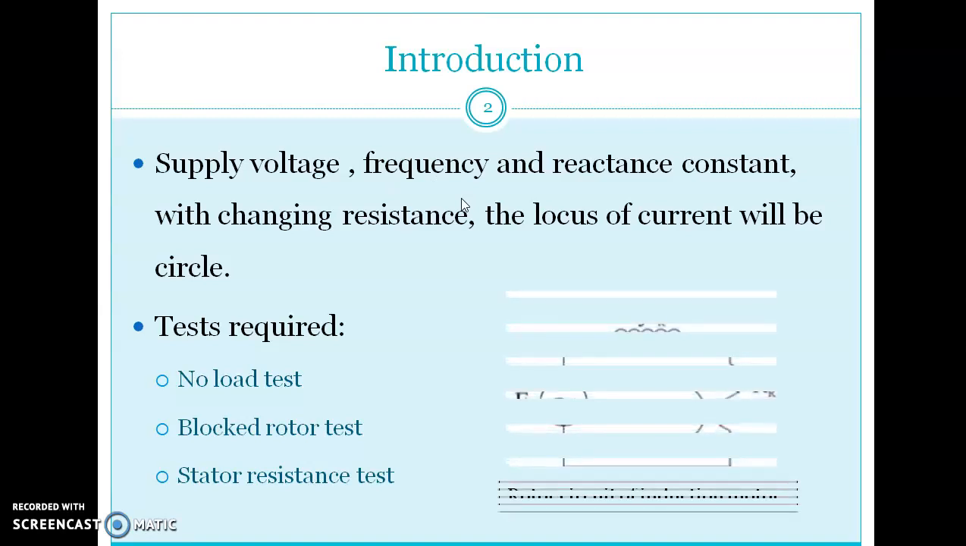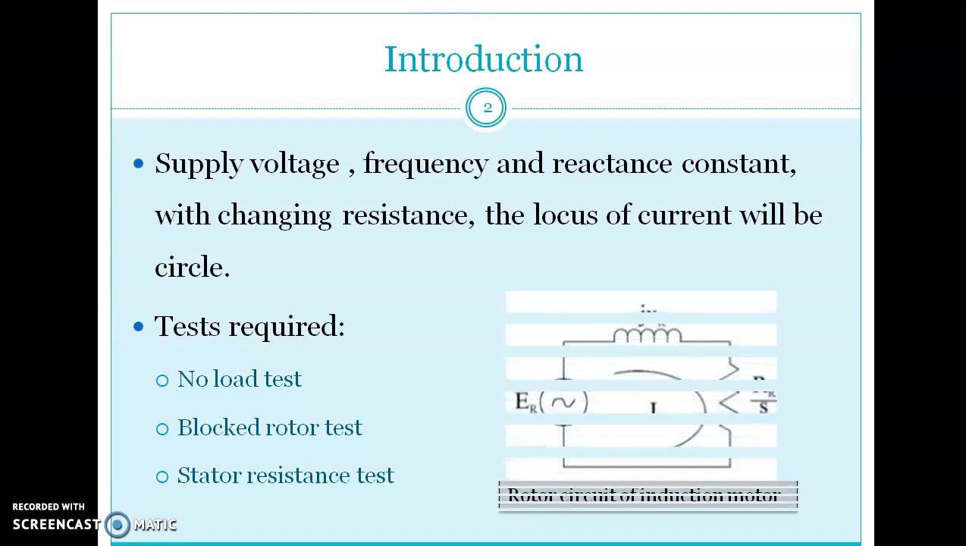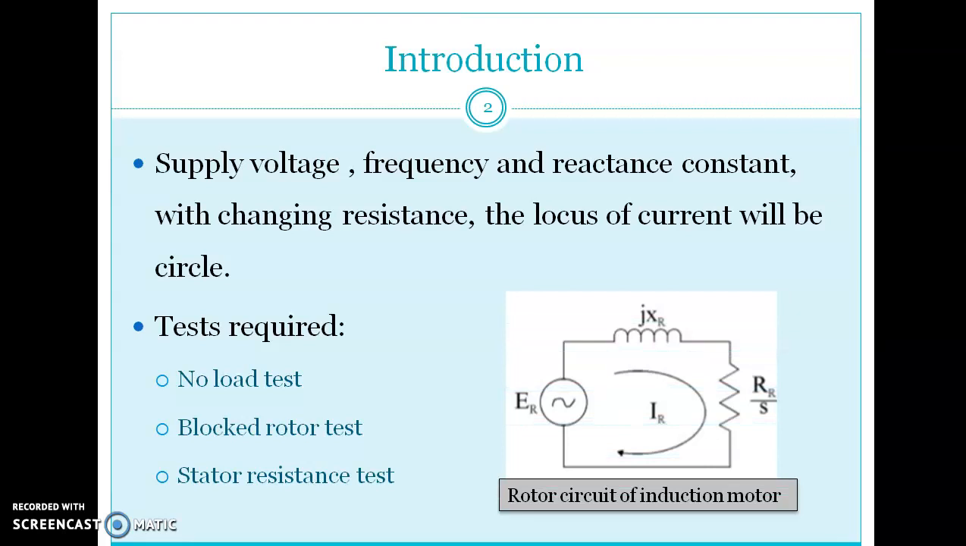I have shown you the equivalent circuit of a rotor of three-phase induction motor. Here ER will be the per phase value of the induced EMF, XR and RR will be the per phase value of the reactance and resistance of rotor circuitry, and IR will be the per phase value of the current, which is equal to ER divided by ZR, the impedance of the rotor.